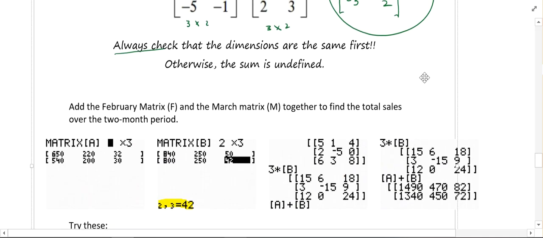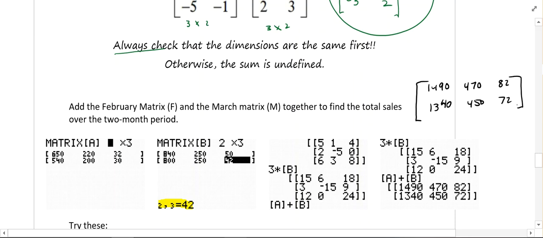So what this is telling me, the answer here, I'll write it out for us: 1490 or 782. Notice the result has the same dimensions as the matching dimensions. So what this is telling me is New Canaan sold 1,490 rolls, 470 cakes, and 82 pies in that 2-month period.